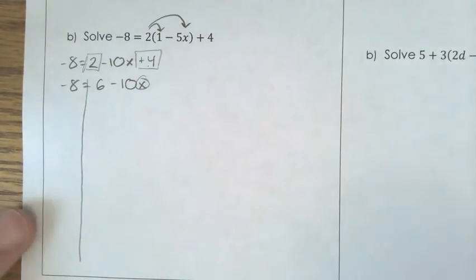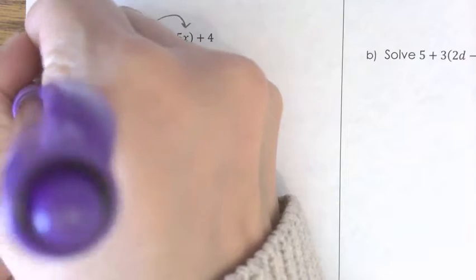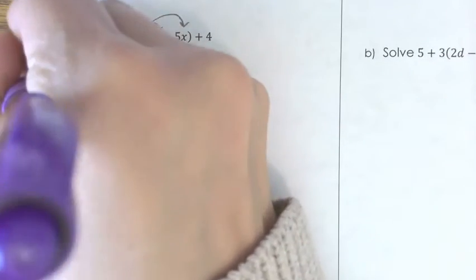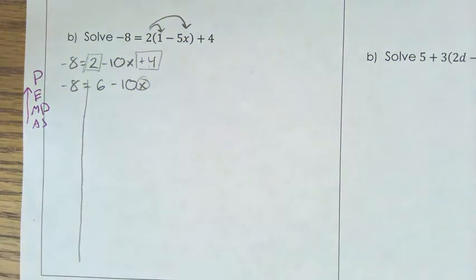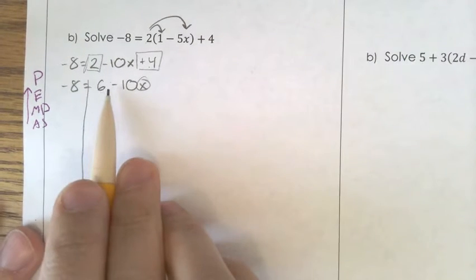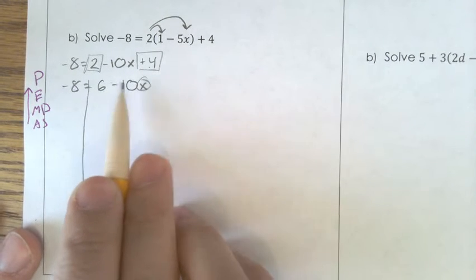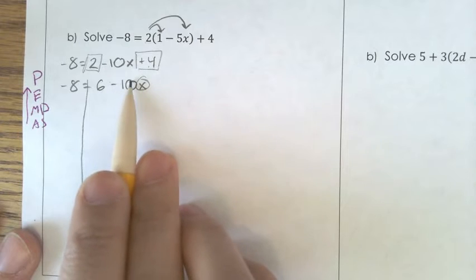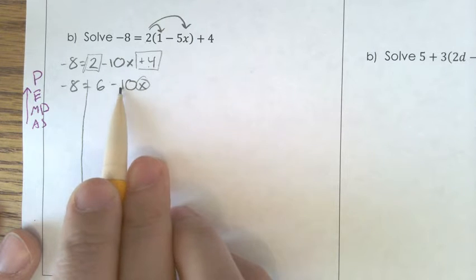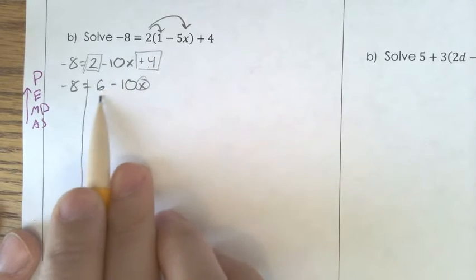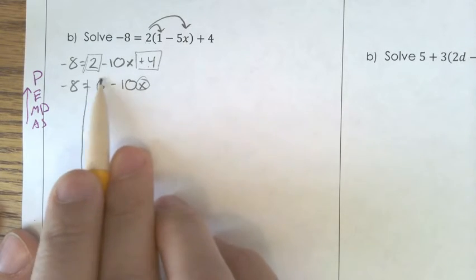So as I said before, remember we're doing inverse operations. So we need to do SADMEP, or PEMDAS, backwards. So right here, this is 6 minus 10x. Well, I'm not going to add 10 because it's not just minus 10, it's minus 10x. That's multiplication there. But this 6 I could get rid of, right? It's alone, it's a constant.